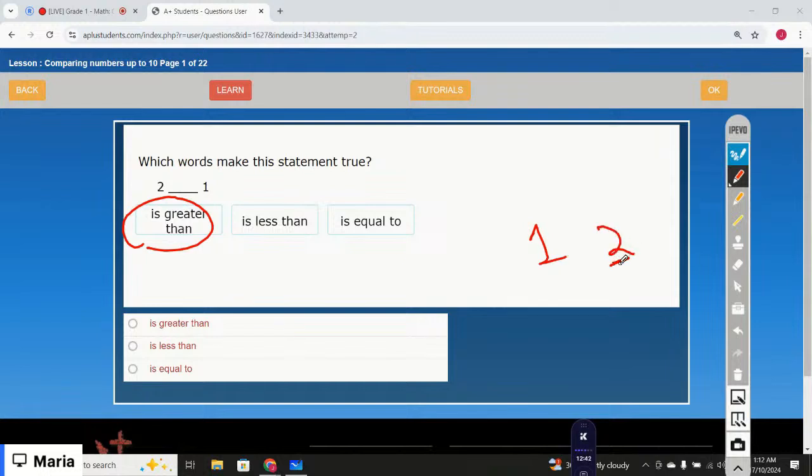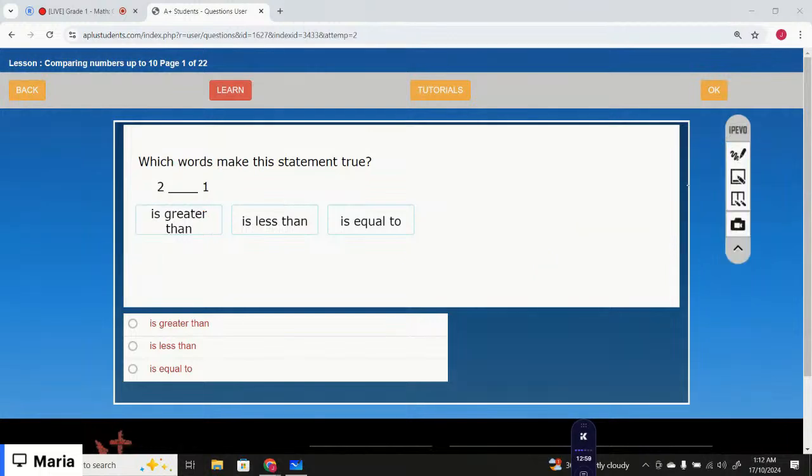When you count, we count like this: 1, 2. So 2 comes after 1. That means 2 is greater than 1, right? The number that comes after the other number is always greater than the other number. Got it? The correct option is greater than.